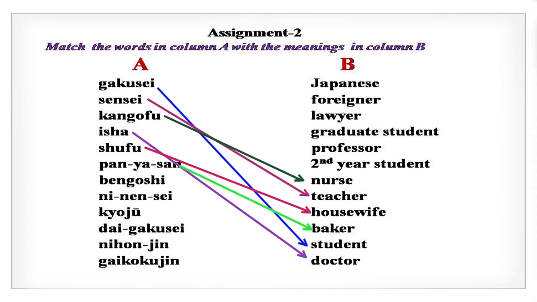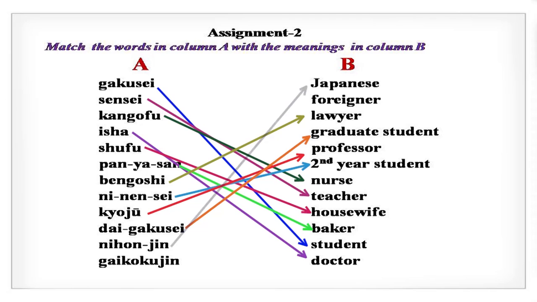Panya-san is a baker. Bengoshi is a lawyer. Ninensei, a second year student. Kyoju, a professor. Daigakusei, a graduate student. Nihonjin, a Japanese. And Gaikokujin, a foreigner. Over here, Gai means outside, Koku means country, and Jin means a person. So, anybody who is not from your country or is from outside your country will be a foreigner.